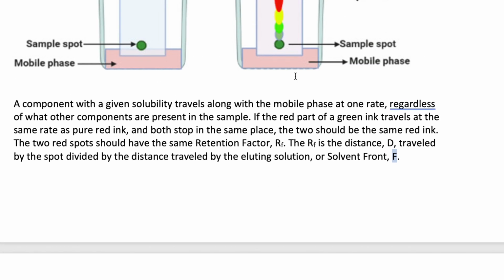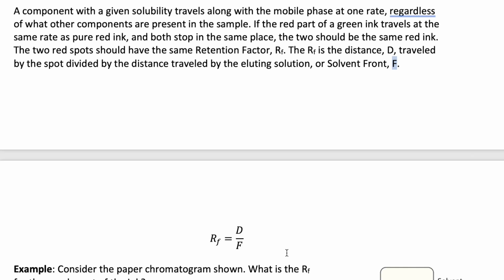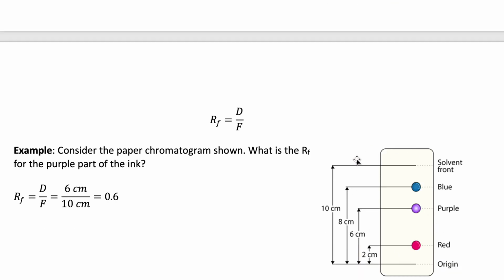Because F is always the largest number, D divided by F would be at most equal to 1, but usually it'll be a fraction or a decimal less than 1. Here's an example. I have a chromatogram where I've measured distances to the center of each of these spots, and in this case I'm interested in finding the RF for the purple part of the ink. The purple part is right here. I measured that distance from the beginning, and that's 6 centimeters. I measured the distance from the origin to the solvent front, and that's 10 centimeters. So my RF is just 6 centimeters divided by 10 centimeters, which is 0.6.